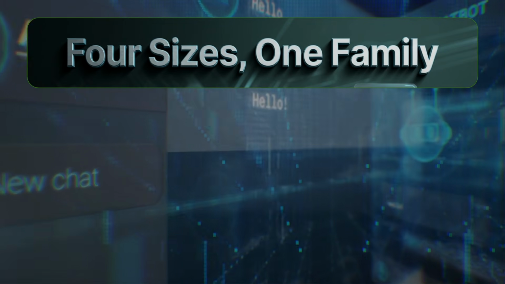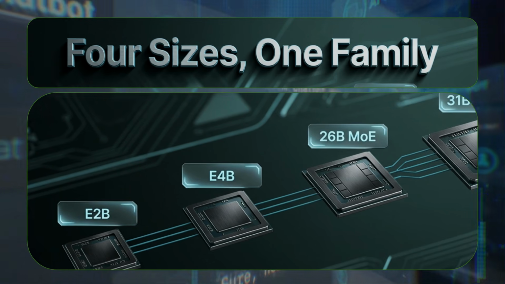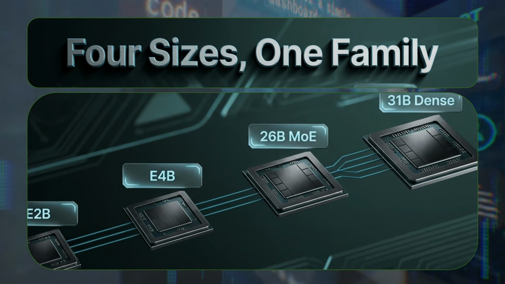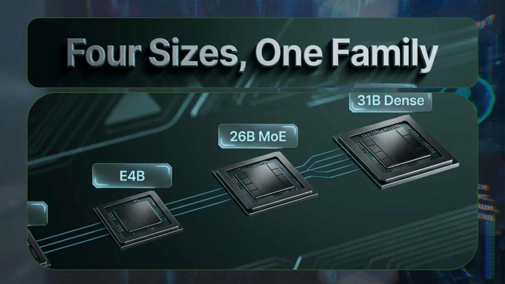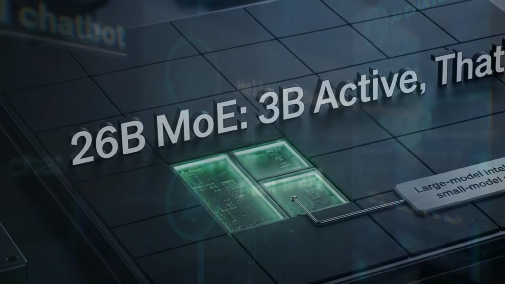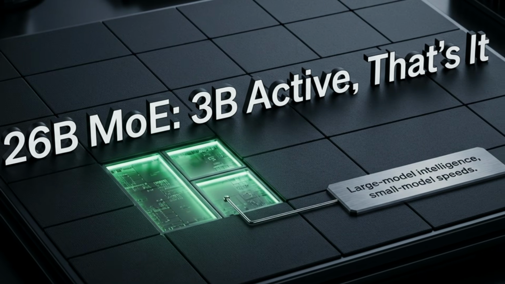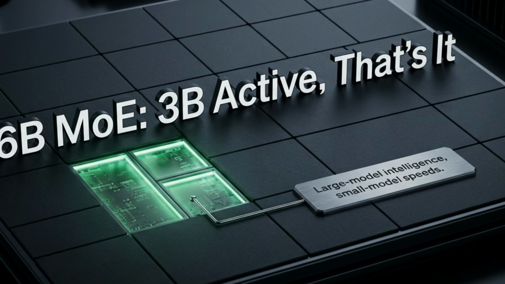Gemma 4 comes in 4 sizes. The effective 2B and 4B models are small enough to run on phones and edge devices. The 26B Mixture of Experts model is the star here. It has the knowledge of a massive model, but it only activates about 3 billion parameters per call.